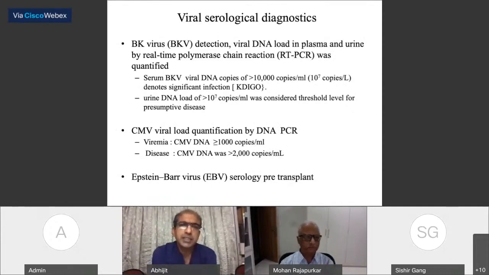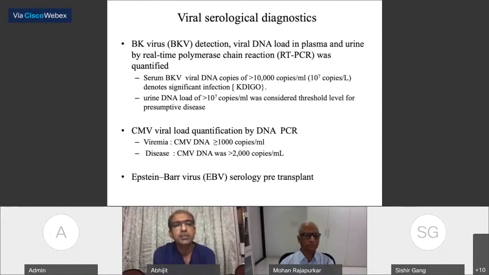For the virological diagnostics of BK virus, viral DNA copies of more than 10,000 were denoted significant infection, and urine BK DNA load of more than 10^7 copies per ml was considered the threshold level for presumptive disease. CMV viral load quantification by DNA PCR was considered viremia if the CMV DNA was more than 1,000 copies per ml, and disease if CMV DNA was more than 2,000 copies per ml. Epstein-Barr virus serology was assessed pre-transplant.